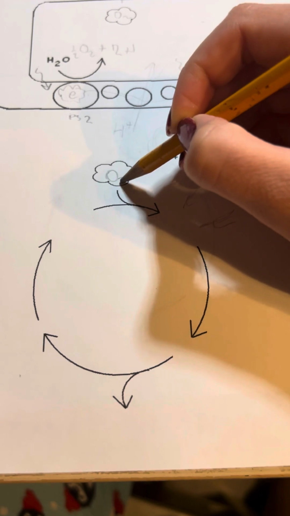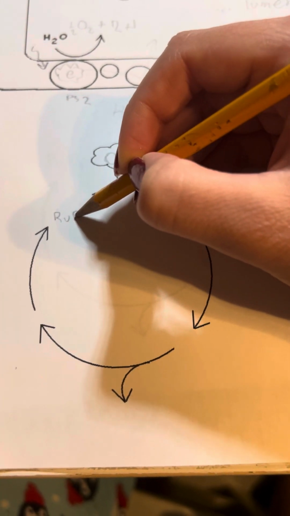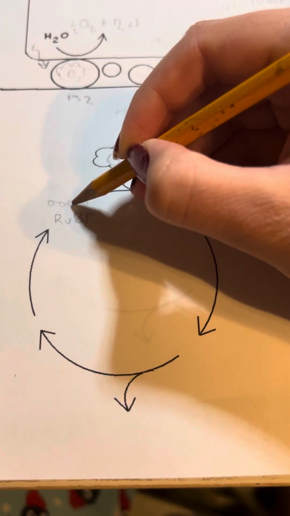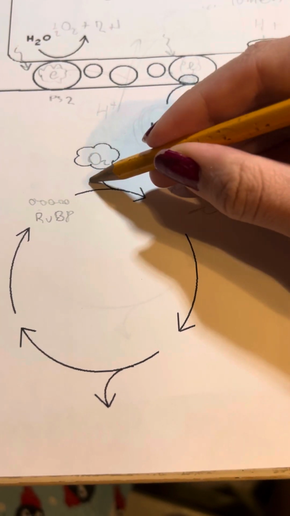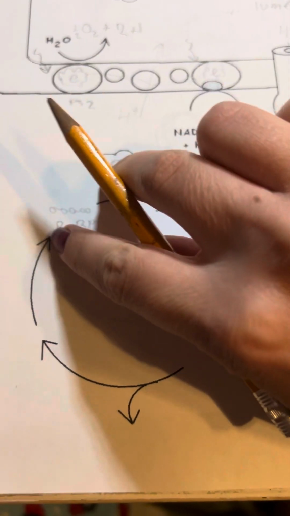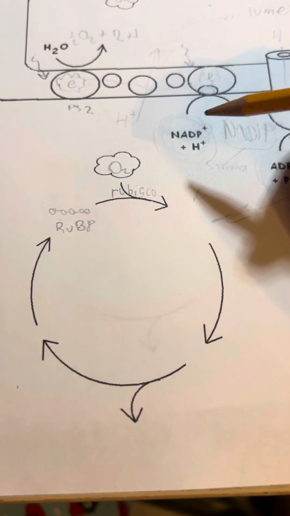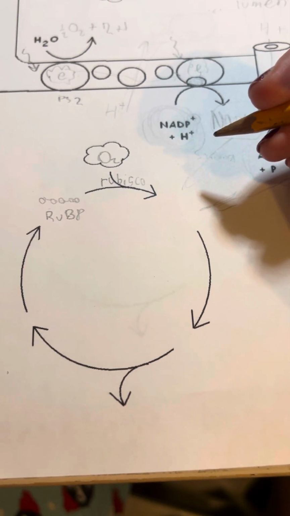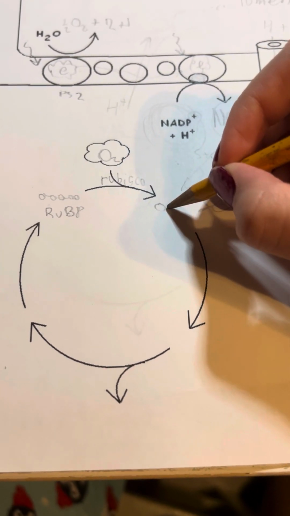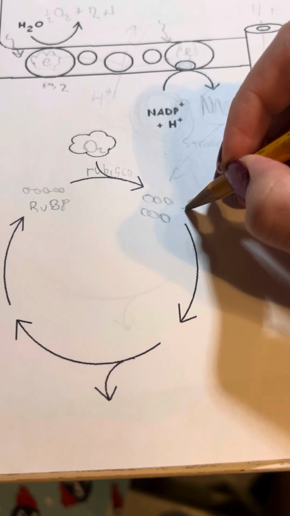So we have the CO2, RuBP. Rubisco is the enzyme that will combine these, the CO2 and RuBP. And this results in an unstable molecule that splits into two 3-carbon molecules called phosphoglycerates. So here are the phosphoglycerates, 3PG.